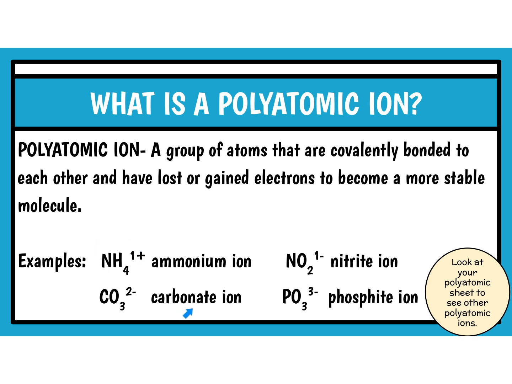But then these other ones, you're actually probably pretty familiar hearing these names before. So CO3 with a 2 minus charge is a carbonate ion. NO3 with a 1 minus charge is a nitrite ion. PO3 3 minus is a phosphite ion. And there's actually a bunch more on your polyatomic ion sheet. So you don't really need to write these down right now. Just look at your polyatomic ion sheet to see all that are there.